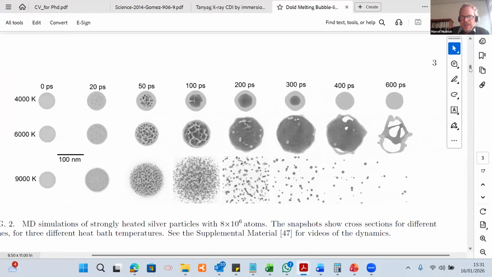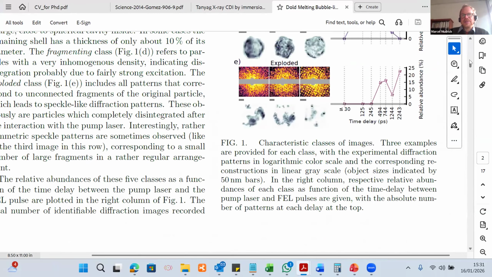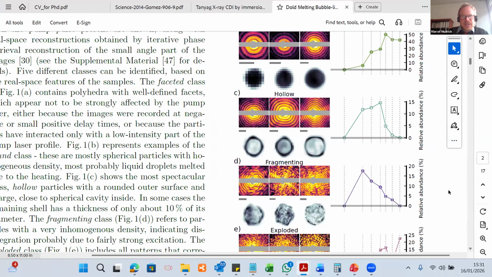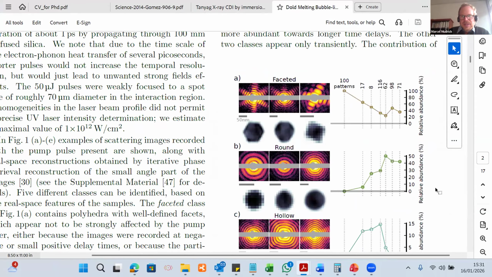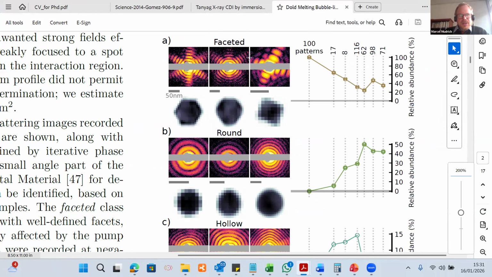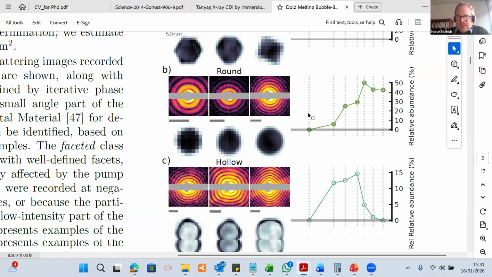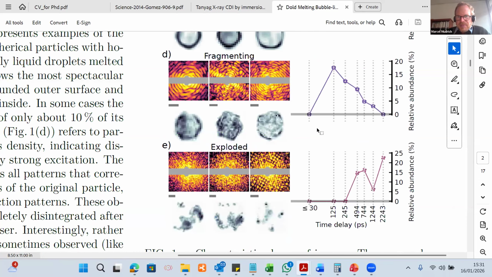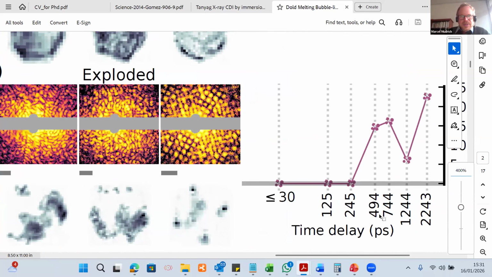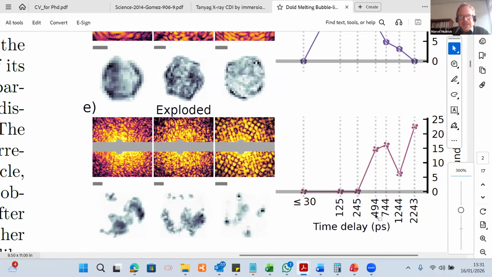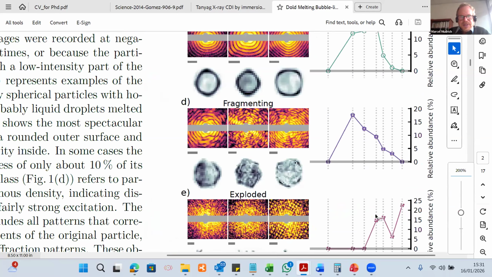So these are MD simulations, but these are diffraction experimental images of silver nanoparticles where they took snapshots by coherent diffraction imaging. But in addition to that, they had a strong infrared laser pulse coming sometime before, I think a few hundred picoseconds before the imaging pulse. You can see it here. It's a time delay of 100 up to 2000 picoseconds before the imaging pulse, and also with different intensities.